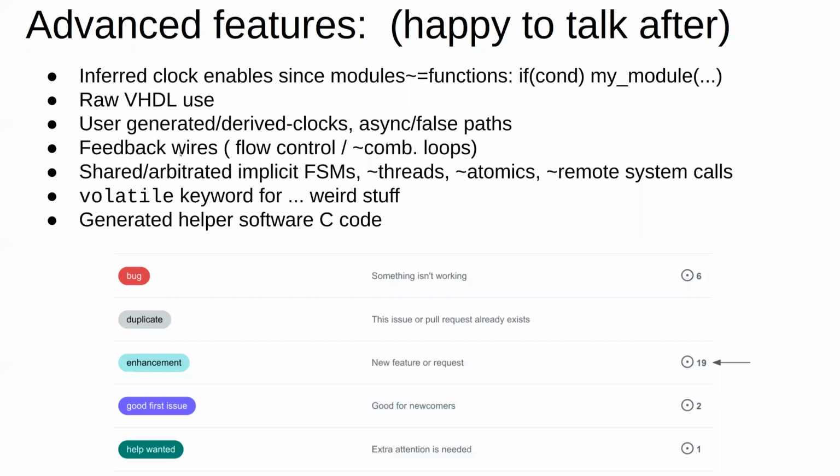If you've been paying attention, these functions are pure. They have inputs and they have outputs. So data is always flowing from the input to the output. But in a digital circuit, there are oftentimes where you want to go back the other way and have a signal asserting flow control or trying to do combinatorial loops or stuff like that. You can do that.